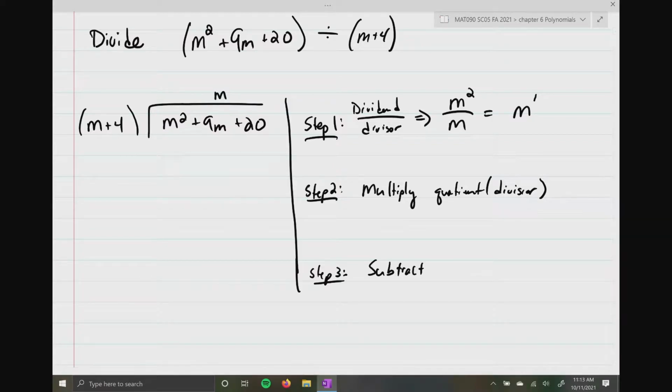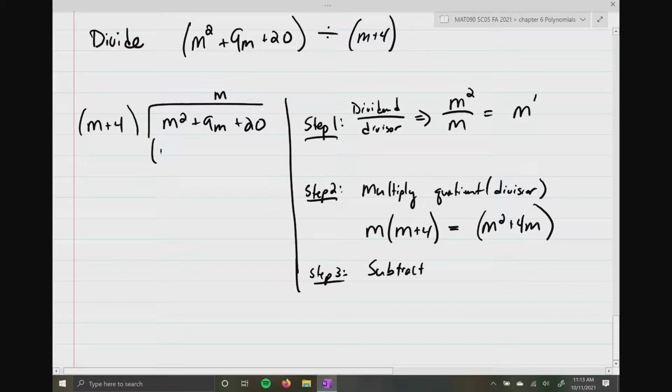Step two, we're going to take that letter m that we just found and multiply it by m plus 4. That's going to give us m to the second plus 4m. And make sure you put it in parentheses. Are everybody okay so far? Now, we take that m to the second plus 4m quantity and write it directly below our dividend and put a subtraction sign out front.